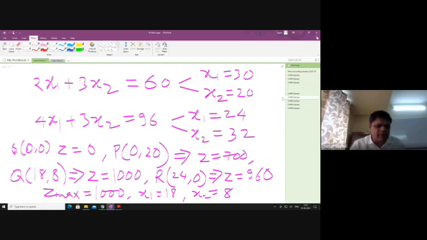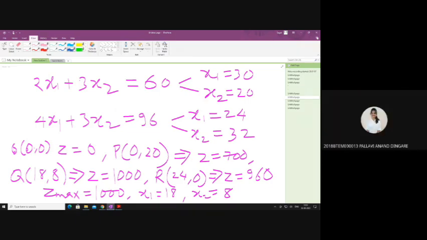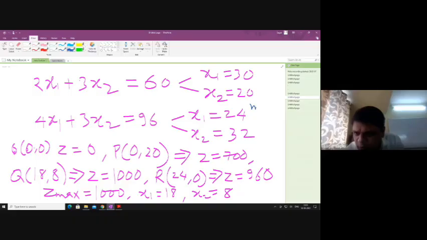Now for this problem, tell me what is M? Minus 8/7. So M is equal to minus 8/7. Now draw a line having slope minus 8/7 and then move it parallelly away from 0. It will leave the feasible region at point Q (18, 8).